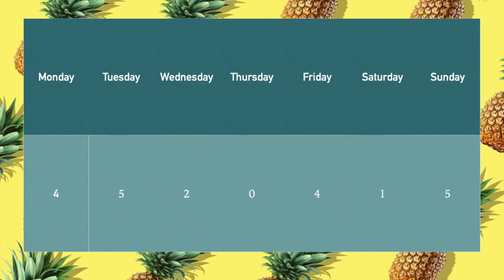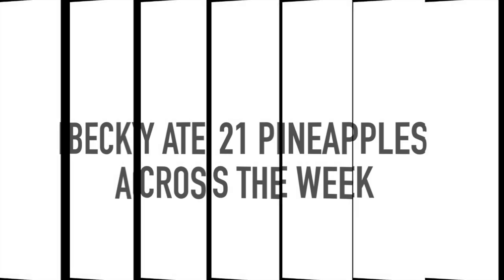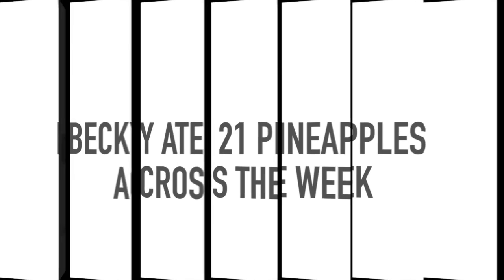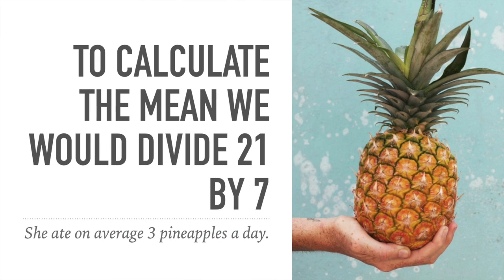What we want to know is, on average, or the mean, how many pineapples does she eat each day? And we can do a little calculation here. So we know she ate 21 pineapples across the week. So to calculate the mean or average, we're going to divide 21 by 7. She ate 21 pineapples across 7 days. So 21 divided by 7 is 3. So on average, Becky ate 3 pineapples each day.